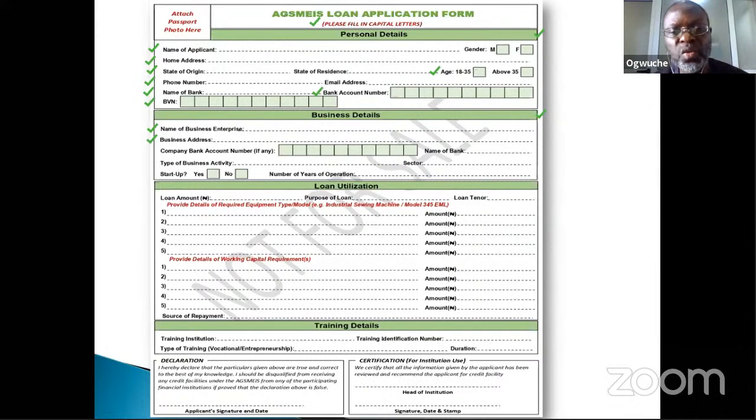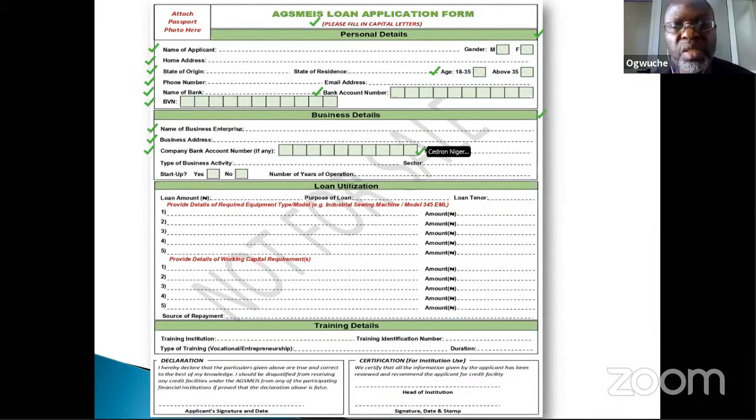Company bank account, this one, you leave it open for now. By the time you are invited by National Microfinance Bank for interview, you will normally be given an account opening form, which you complete. And when you complete and your account is open, they'll give you an account number. So that's what you are expected to put there. And then the name of the bank, of course, is National Microfinance Bank.